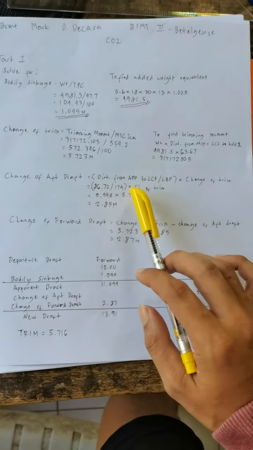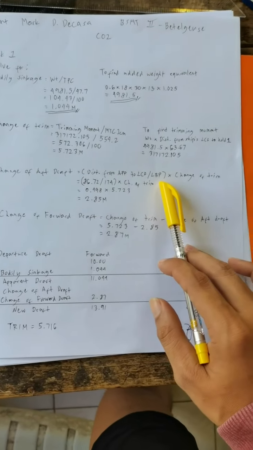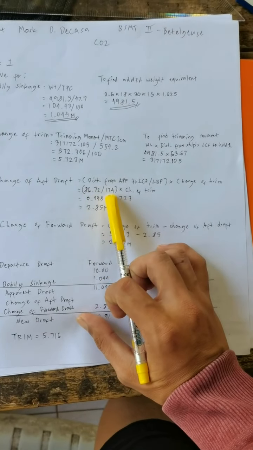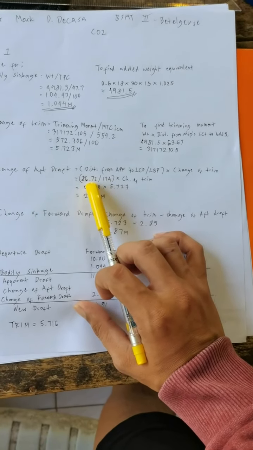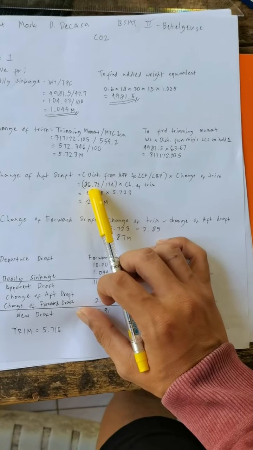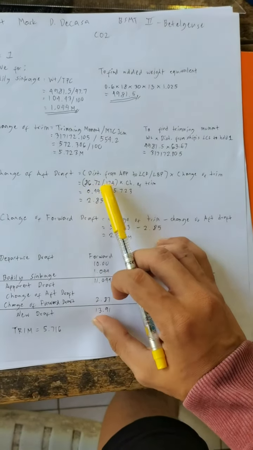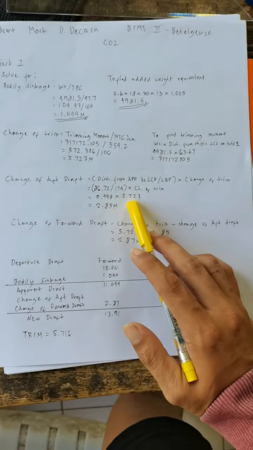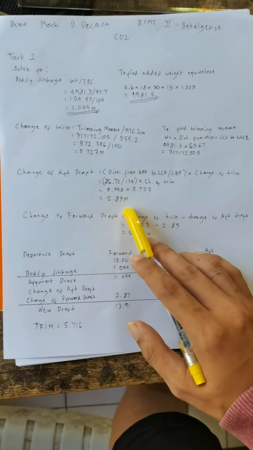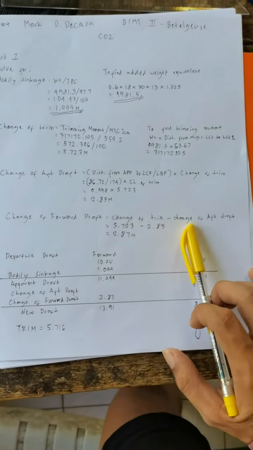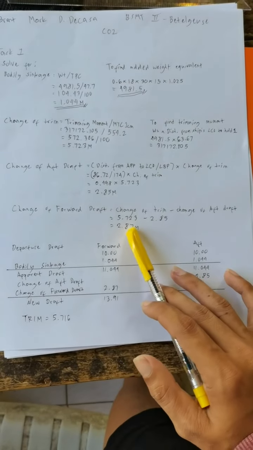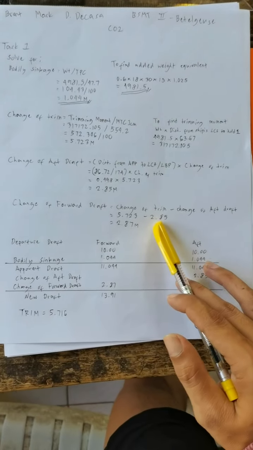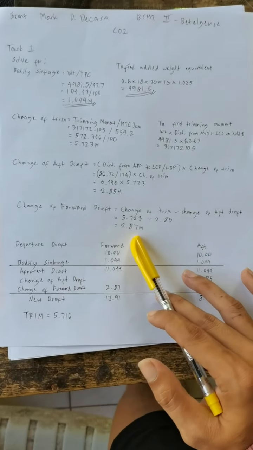Change of aft draft is the distance from APP to LCF divided by LPP, multiplied by change of trim. 86.72 divided by 174. The 86.72 is the distance from APP to LCF. So the answer is 0.498 times the change of trim, 5.723, which is equal to 2.85. Change of forward draft is change of trim minus change of aft draft: the 5.723, which is the change of trim, and 2.85, which is the aft draft, is equal to 2.87.